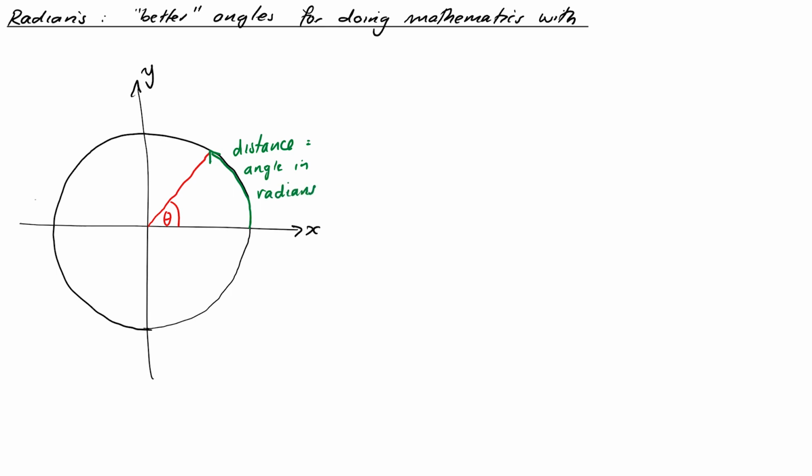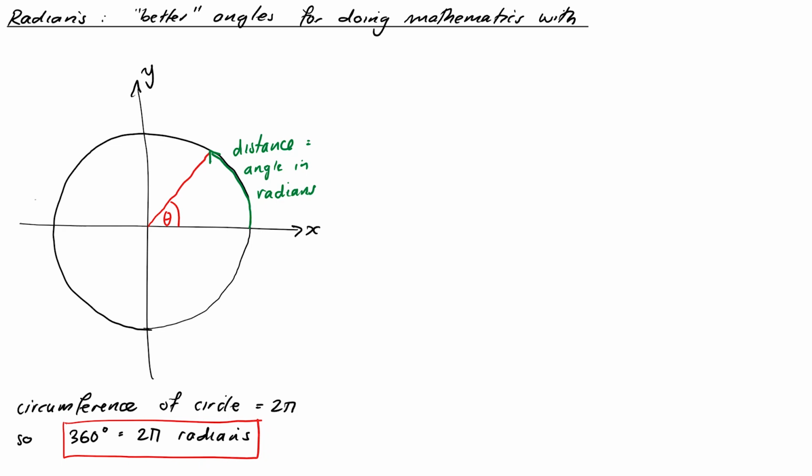Okay, so our first job might be to figure out how these actually relate to the degrees that we're more used to. Well, we do know that the total distance around the circle is 2 pi. That's because the circumference is pi times the diameter, which is 2 here. So that means an angle of 360 degrees, i.e. a full turn, must equal 2 pi radians.